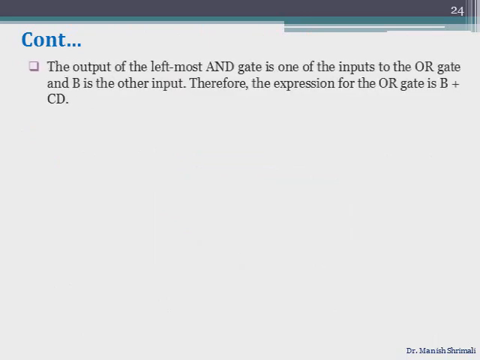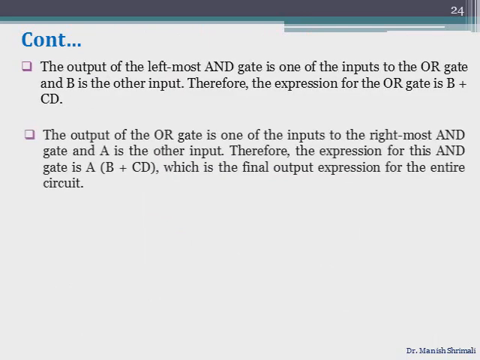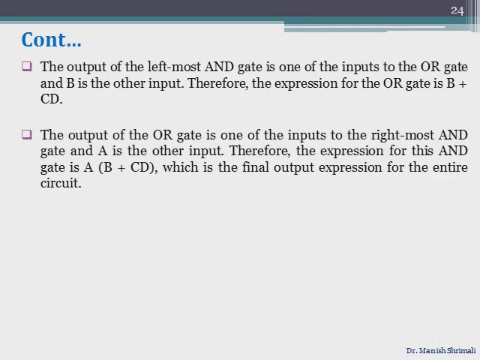Next we have the specification. The output of the leftmost AND gate is this, and it gives us B plus CD. I am again not going into detail, as we can skip this.